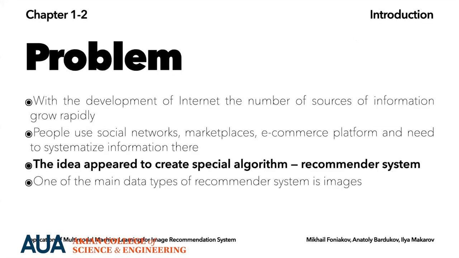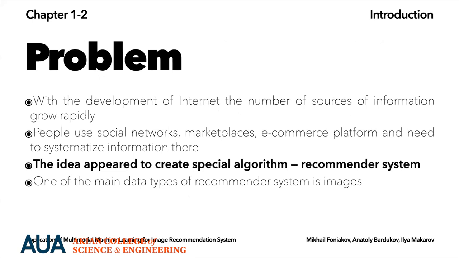We are living in the era of an abundance of information. It can be very difficult to find the necessary information or some important content. People use online stores, e-commerce platforms, marketplaces, but they need to systemize all this information. People start to upload information, images for everything they prefer. It can be a product, a landscape, some funny photo.